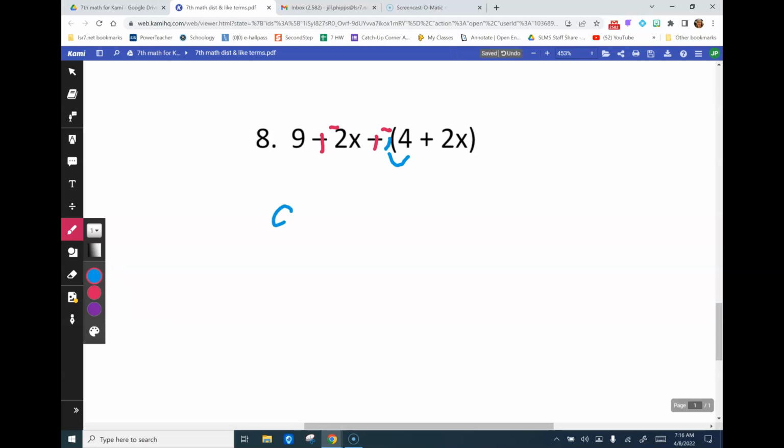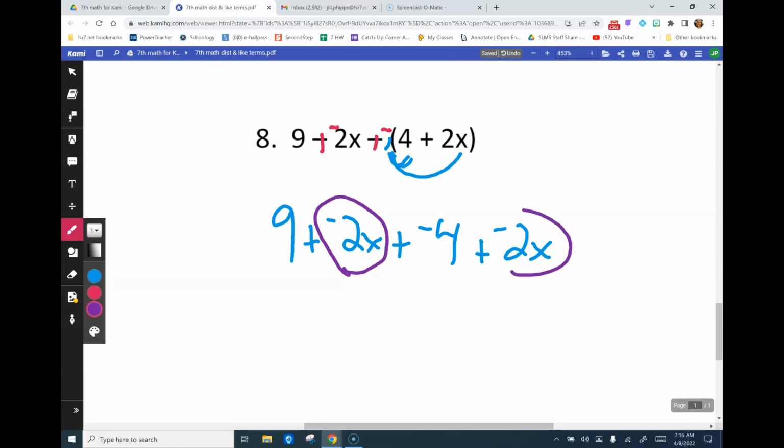So we're just going to bring down the 9, bring down the negative 2x. Now we're going to distribute negative 1 to 4. But don't forget, you also have to take the negative 1 times the 2x. Okay, now we're going to indicate our like terms. We have a negative 2x and a negative 2x. Oh, our signs are the same, so we add, so we get negative 4x. Then I have a 9 and a negative 4. Signs are different, so I subtract. 9 minus 4 is 5. I take the sign of the larger right over here. That's a positive, so it's a positive 5.